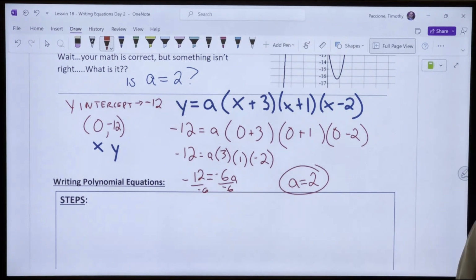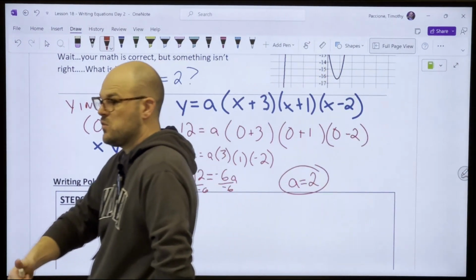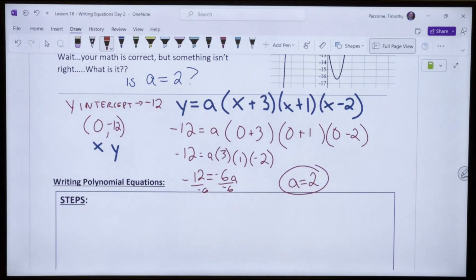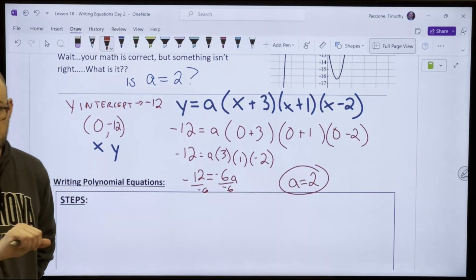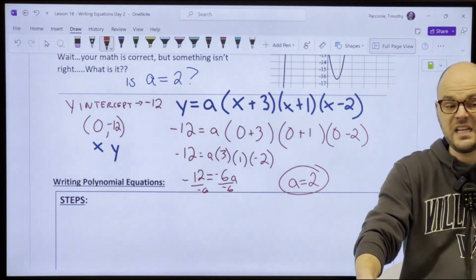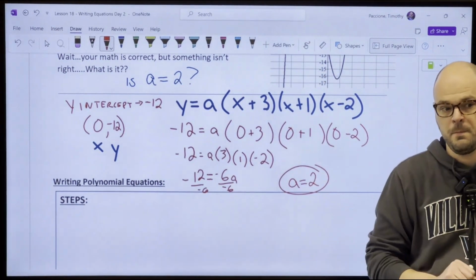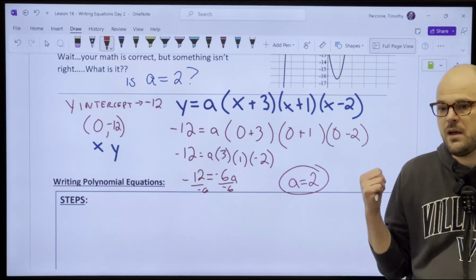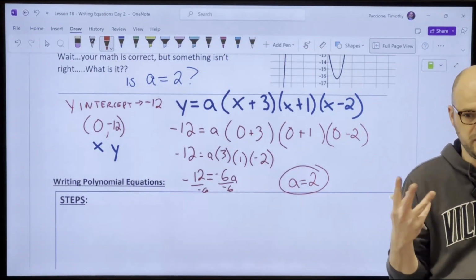So now we have a process. We know what we can do every time. Remember I said there was a missing piece of information? Well, that missing piece that you will be given every time is a point. It might be a y-intercept. It might just be a point. So we need to be able to plug it in for x and y, find our a. Sometimes our a's will not be as obvious as 2.